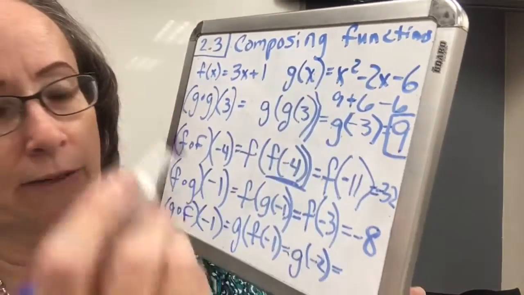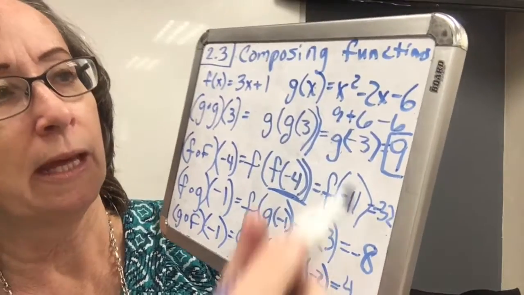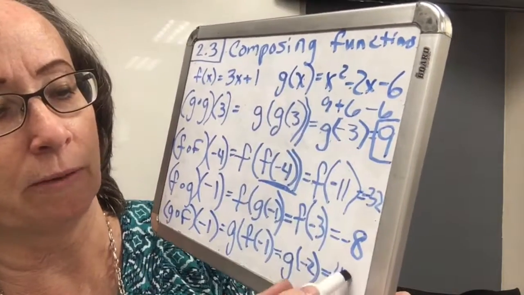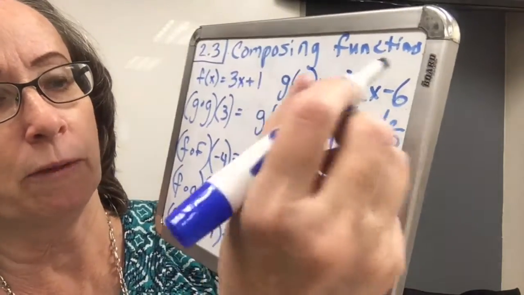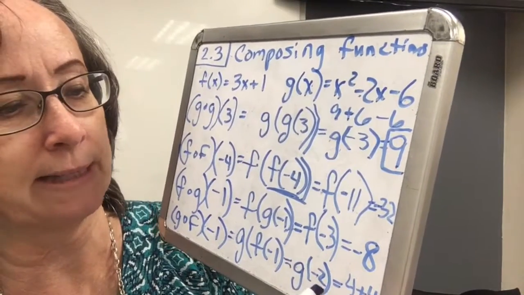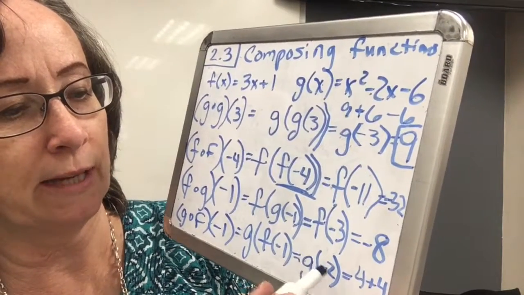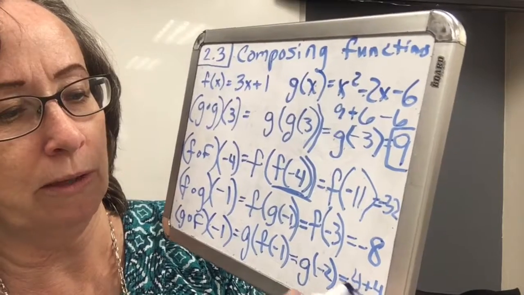So negative 2 times negative 2 is going to be 4. Take away the 6, so I have an 8. Take away the 6 is a 2. So g of negative 2 is a 2.